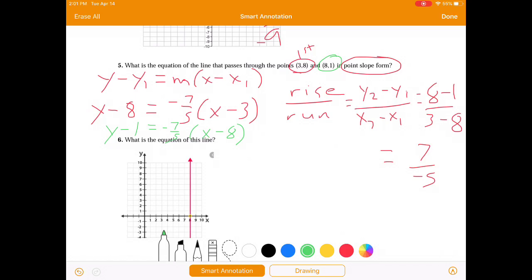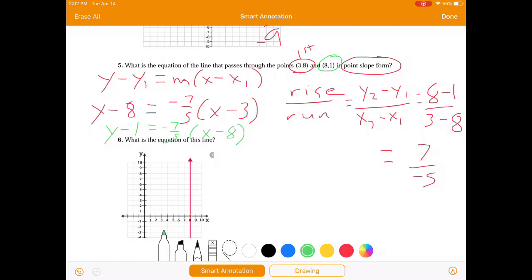Moving on to number 6. What is the equation of this line? We can't put this into slope-intercept form. It has an undefined slope. We can't put it into standard form. Actually, we could put it into standard form. I take that back. But it has an undefined slope, so we can't put it into slope-intercept form. However, this is a vertical line, and all vertical lines have the same form for the equation, just like all horizontal lines have the same form for the equation.